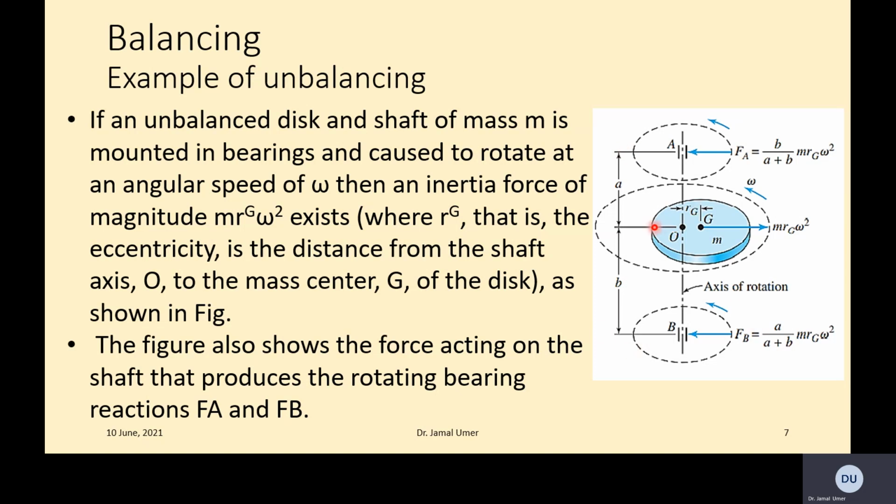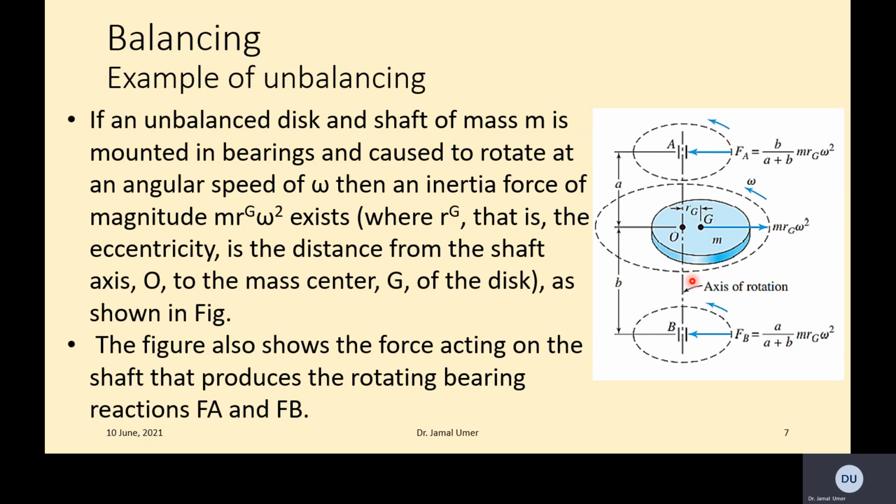But when you have inertia force acting in this direction, the bearing force will be in this direction. Now imagine if you have a bearing whose load is continually varying, what would happen? This will result in an early failure of the bearing component. So that's why unbalancing causes intermittent or fatigue loading.